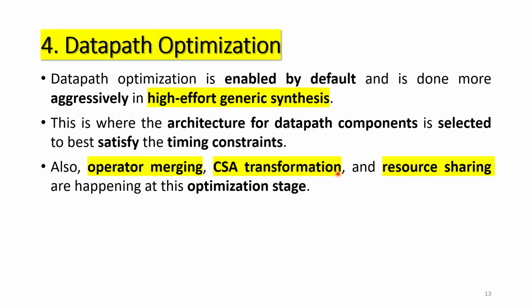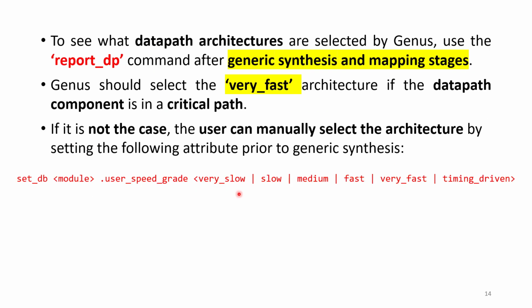These three things will get performed during data path optimization. That is operator merging, CSA transformation, that is carry save adder transformation, and resource sharing are happening at this optimization stage. So remember this one. Here, depending upon the effort level, data path optimization will be performed.